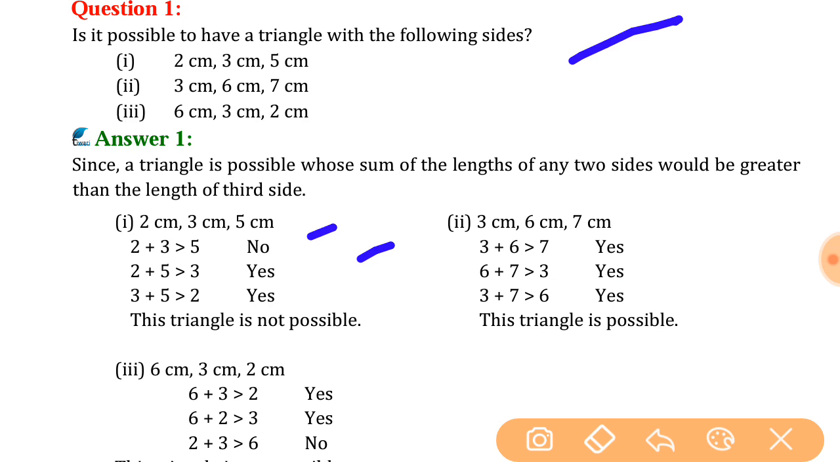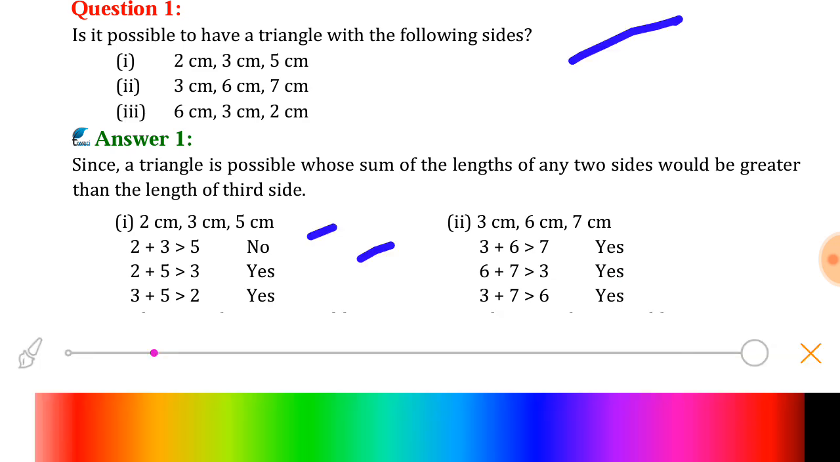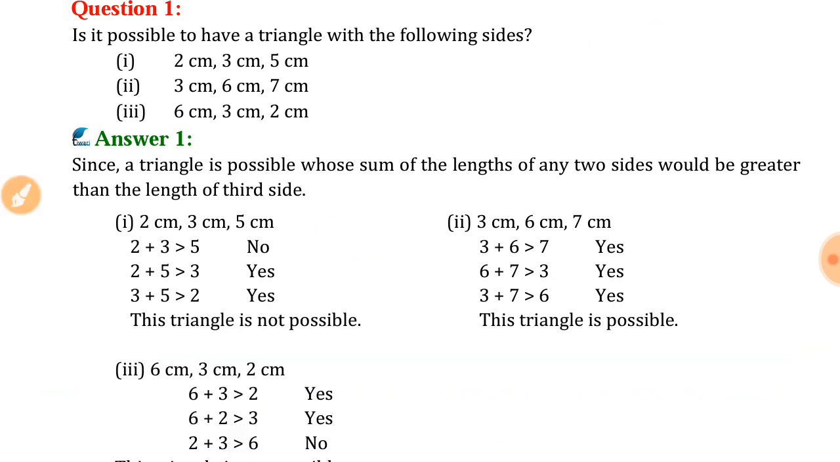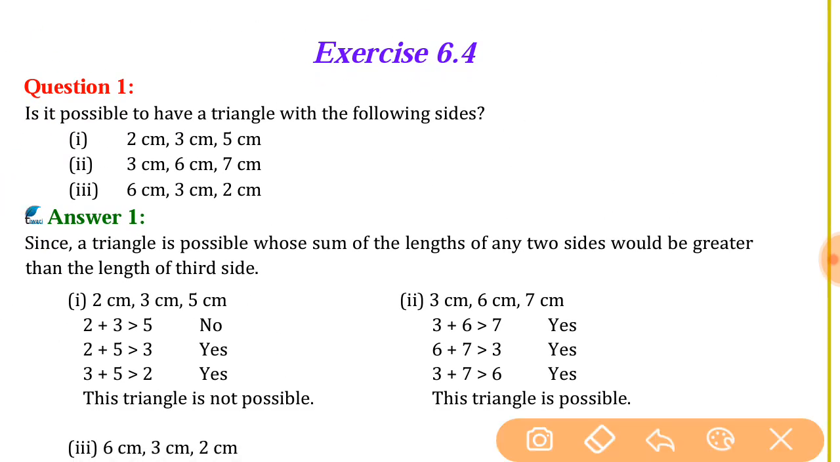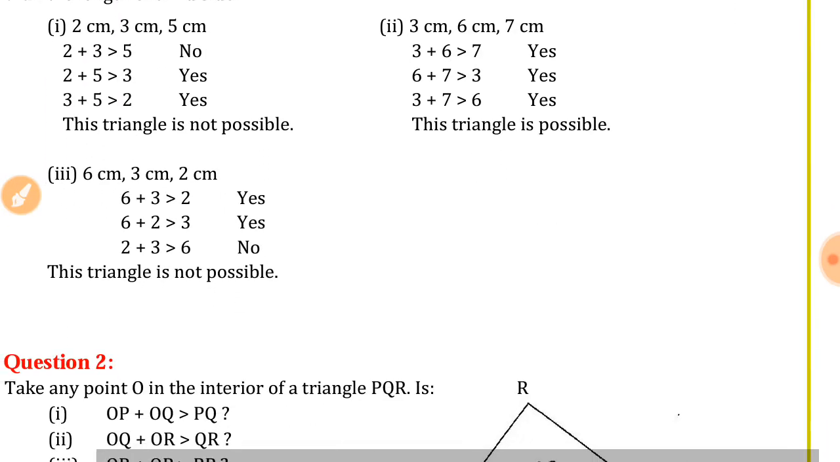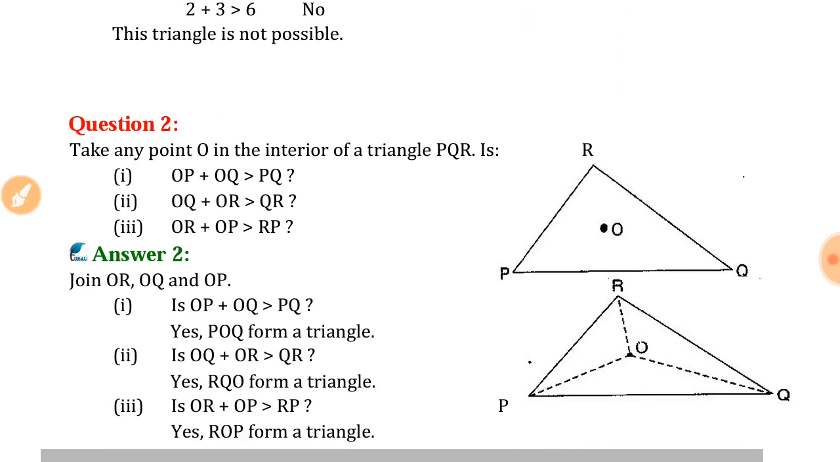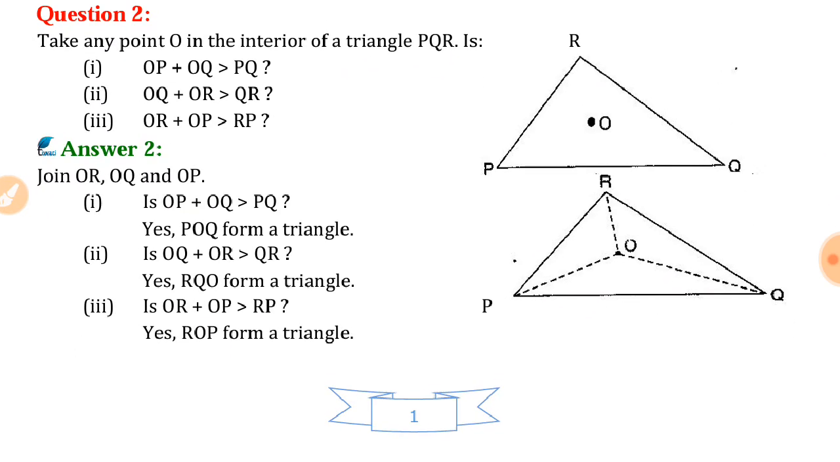Here they have taken all varieties. If you want, you can check once. Then what is the third? 6 plus 3. It cannot be possible because 3 plus 2 is 5, so that is also not possible. Then go for the second.